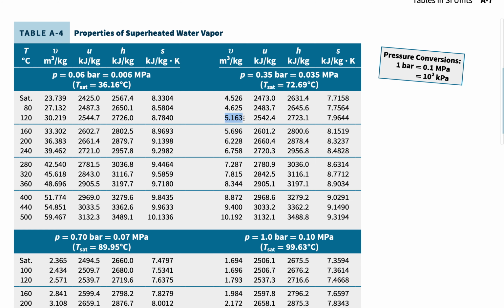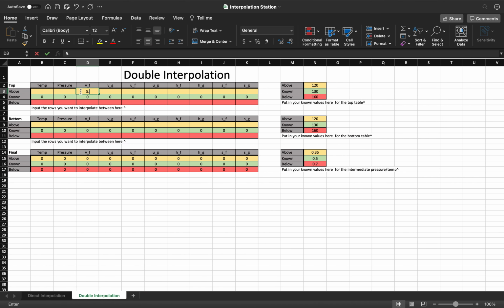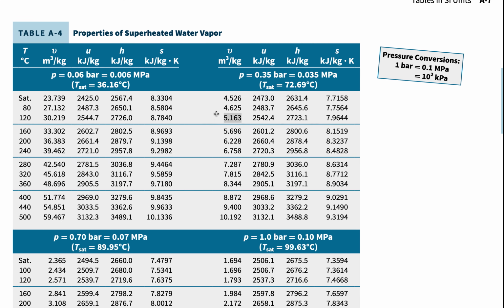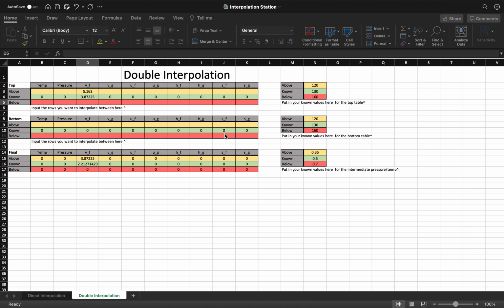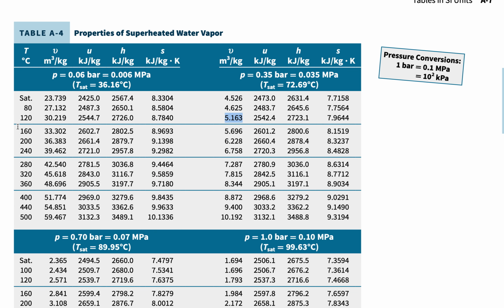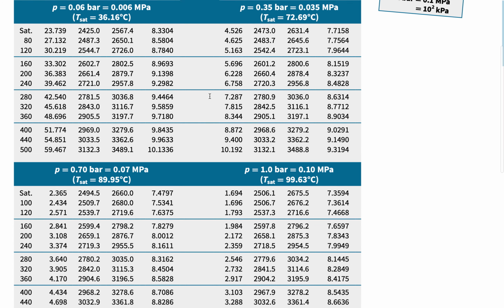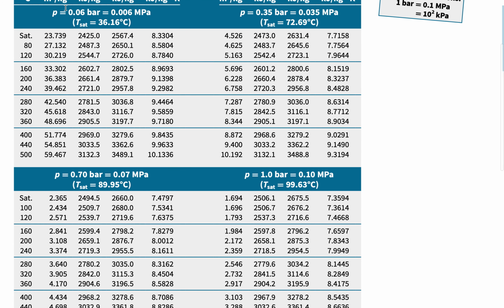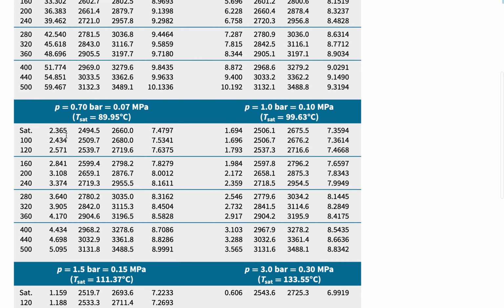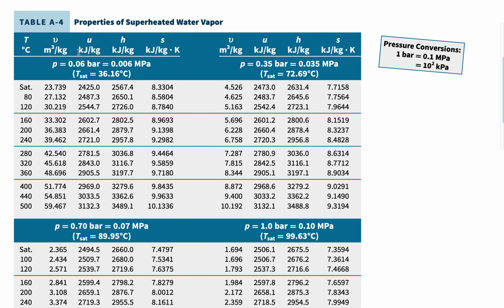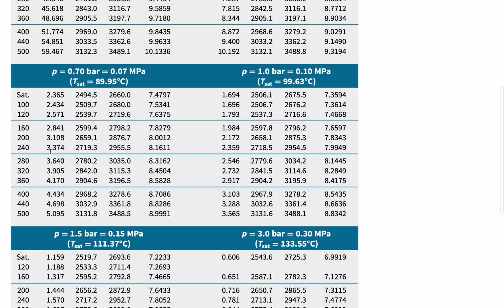So specific volume at 130 temperature at this pressure. Our above value is 5.163, below value is 5.696. So now it gives us the specific volume at 130 degrees Celsius for 0.35 bar. Okay, so now we found the right temperature, but our pressure is still off. So we have to come here and find a specific volume. You got to be careful. Sometimes it's to the 10 to the third, so you have to divide by 1,000. In this case, you don't.